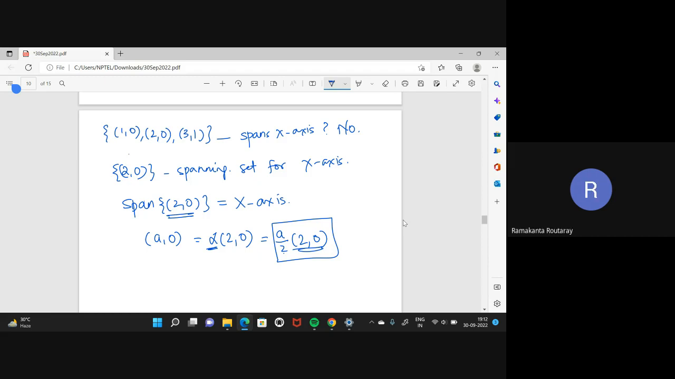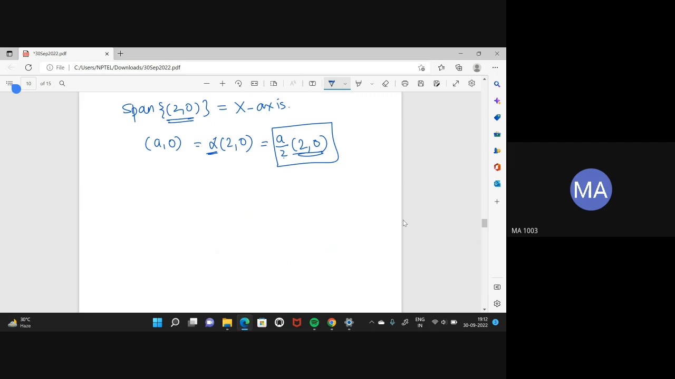Okay, so ma'am, then for R3, it needs to have a minimum of 3 elements in that set itself. Let us say not 3 elements, 3 components. Components. See, what is the span of (1, 0, 0)?